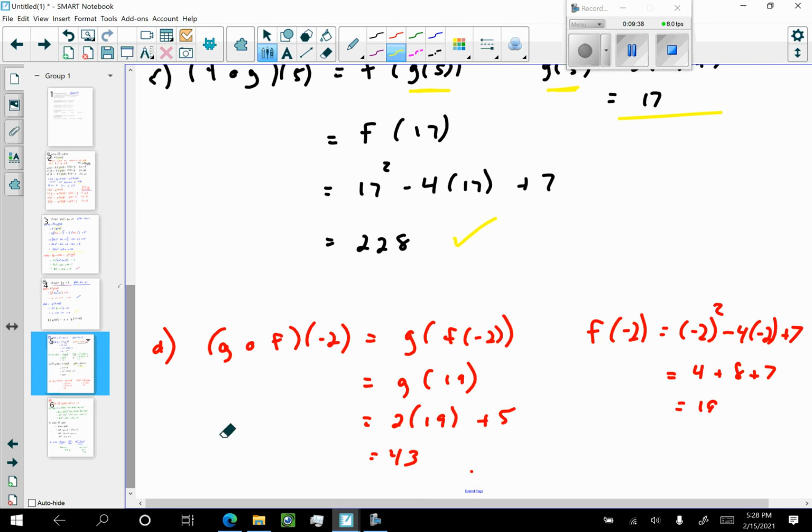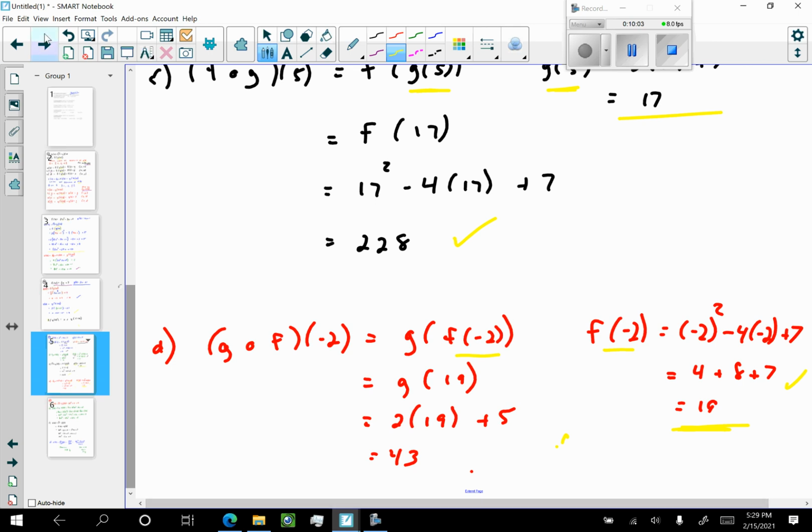And D is going to be g of f of -2. Here I have to start off with finding f of -2. f of -2 is -2 squared minus 4 times -2, which is 19. So I'm going to find g of 19 because f of -2 is 19. g of 19 is 2 times 19 plus 5, which is 43.